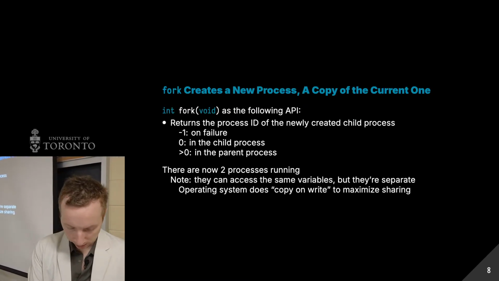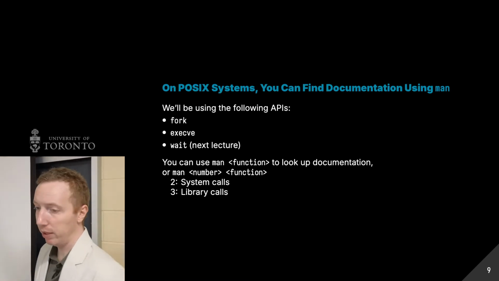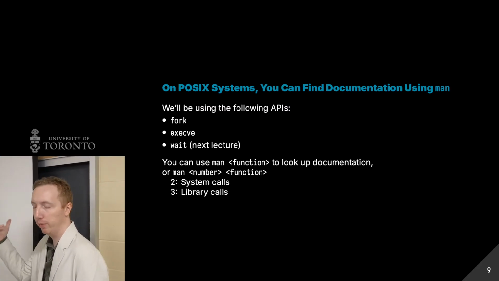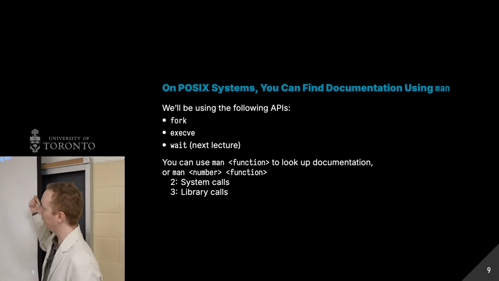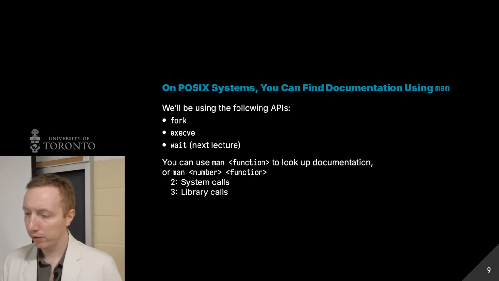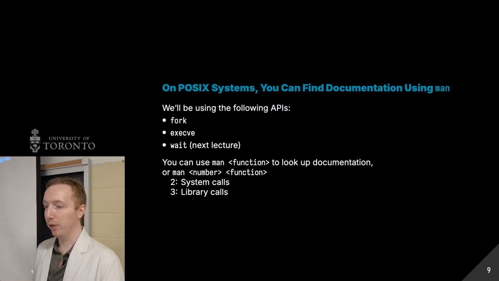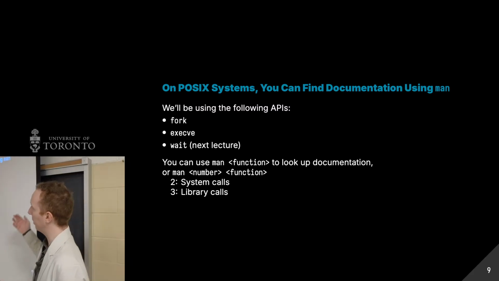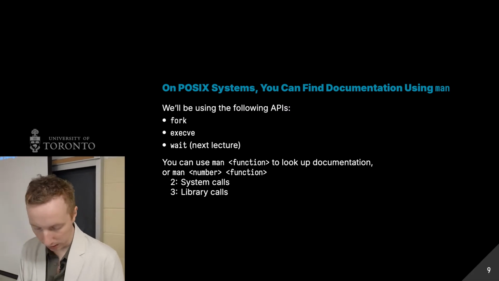So as an aside, before we get into our example, on POSIX systems, you can find documentation using the man command, short for manual. We always have to make it shorter. Today, we'll be using the following APIs: fork, execve, and wait. We're going to do that today, so don't worry about it. So you can use man function to look up the documentation. Sometimes, if you just do man and then the function name, you'll get something weird, so you might have to specify a number. The number 2 is for system calls, and the number 3 is for library calls.